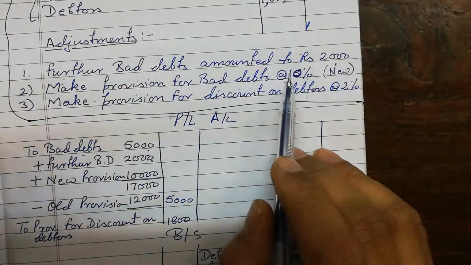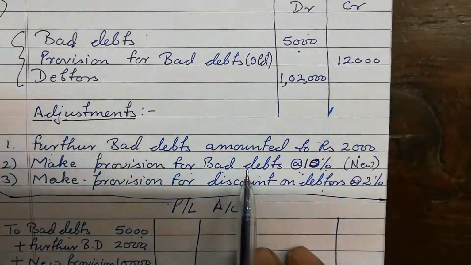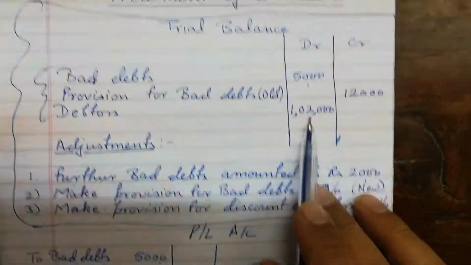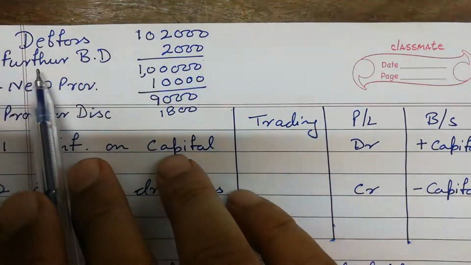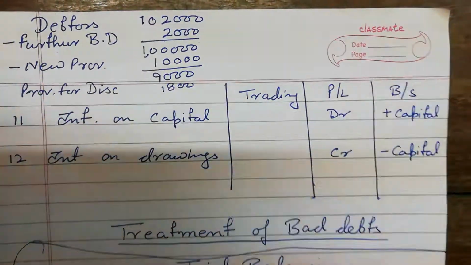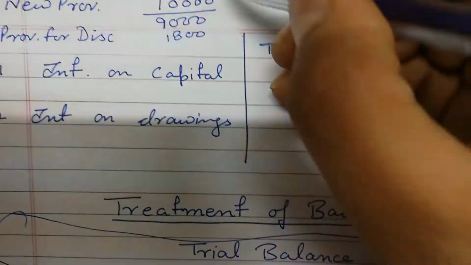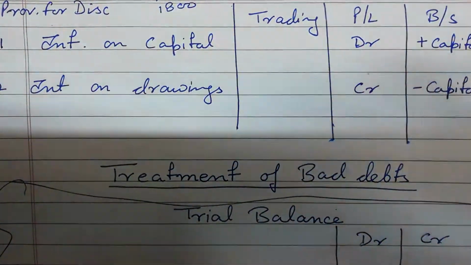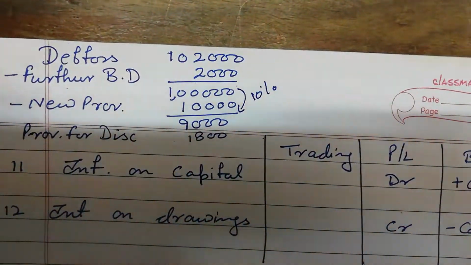ठीक है, तो how will you calculate the new provision? Just watch carefully. Debtors have been given in the question, 1,02,000. Out of this, further bad debts of 2,000 will be deducted, and then we will calculate 10%, which will be the new provision. That is 10,000. New provision will be 10,000.